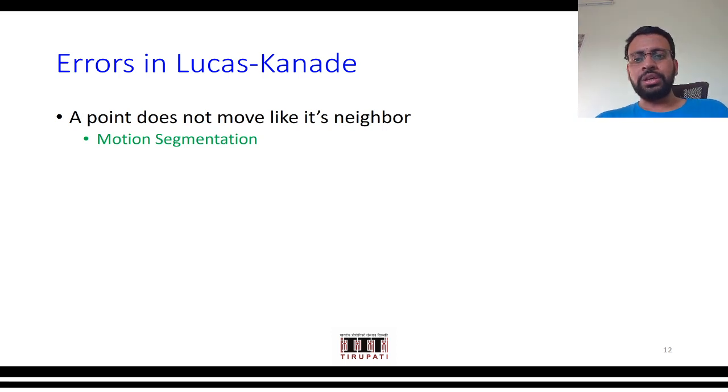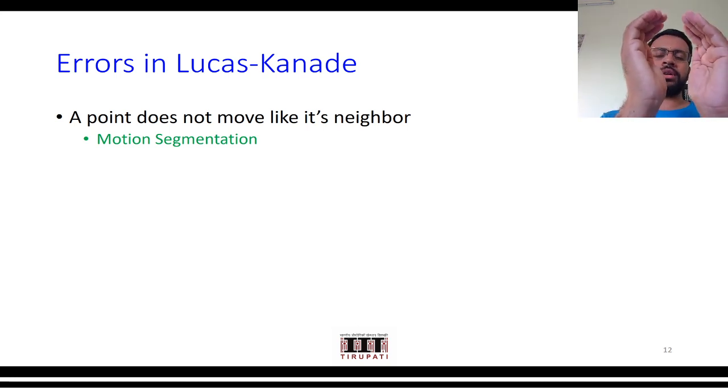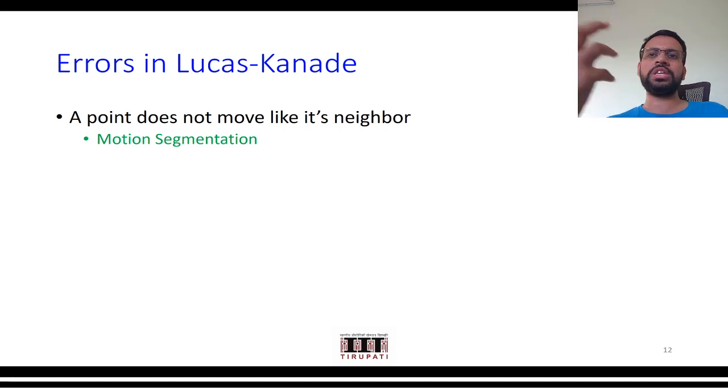Another thing, a point does not move like its neighbor. Assume that there are people that are moving in an image, right? And when you take a window, that window might have half part of one person and the other half of a different person. So imposing a constraint that all these pixels should have the same displacement in x and y is not an appropriate constraint there. In those cases, what people would be doing is, if you could somehow do a motion segmentation, see the parts which are moving incoherently, and then on top of it you apply this. That's something people have attempted.